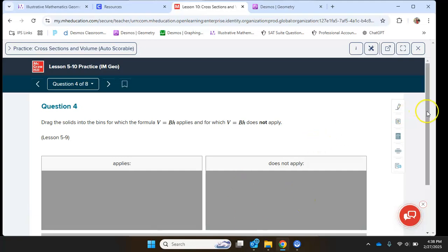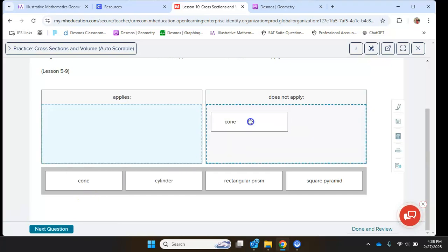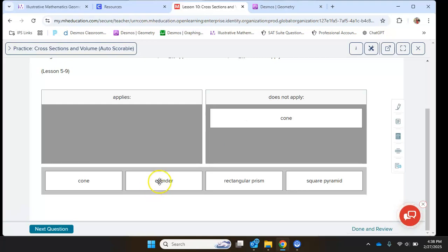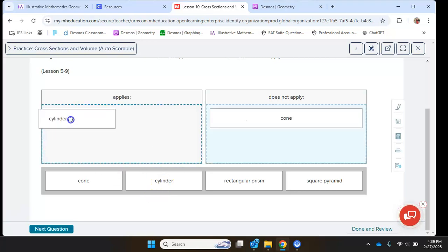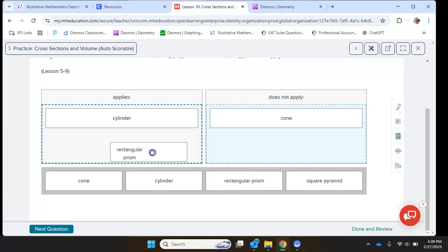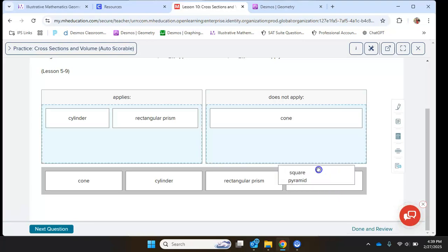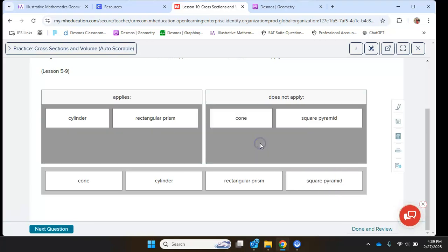To use this formula, the solid has to have two bases. A cone has an apex and a base of a circle, so it does not have two bases. A cylinder has two circle bases. A rectangular prism has two rectangle bases, and a square pyramid has a square for a base and an apex. It only has one base.